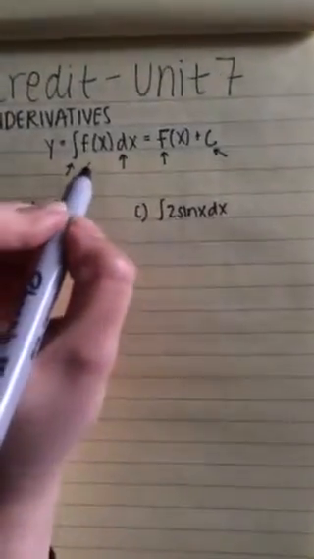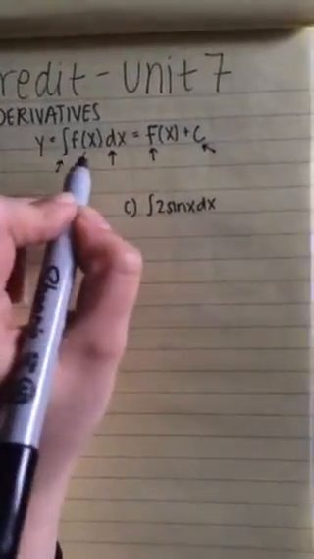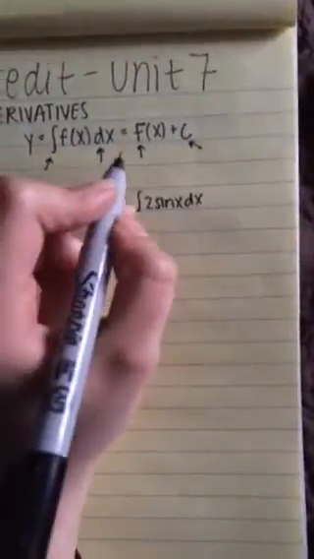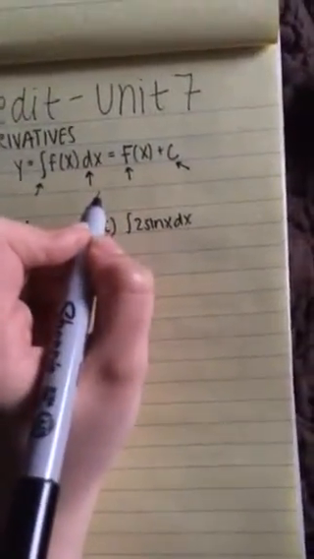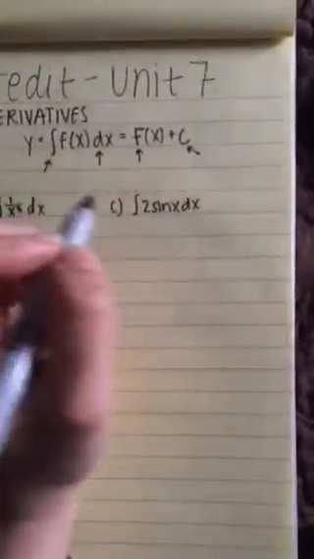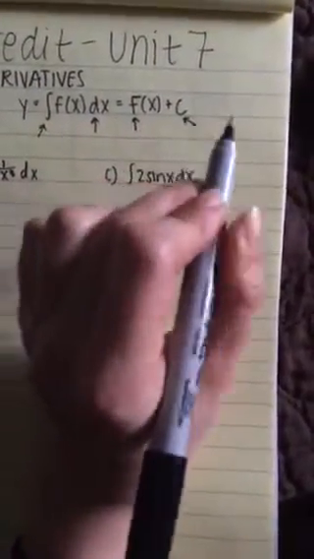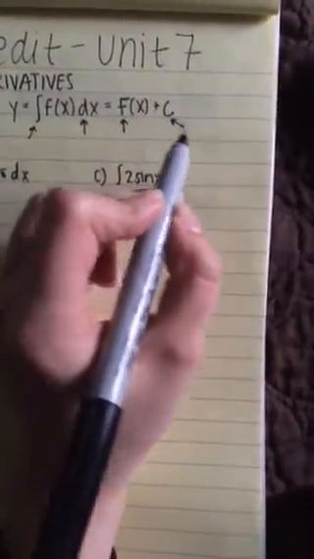Okay, and then f of x is the original function that we're going to find the antiderivative of, and dx is the variable of integration. And so that equals the antiderivative plus C. Now C is the constant.